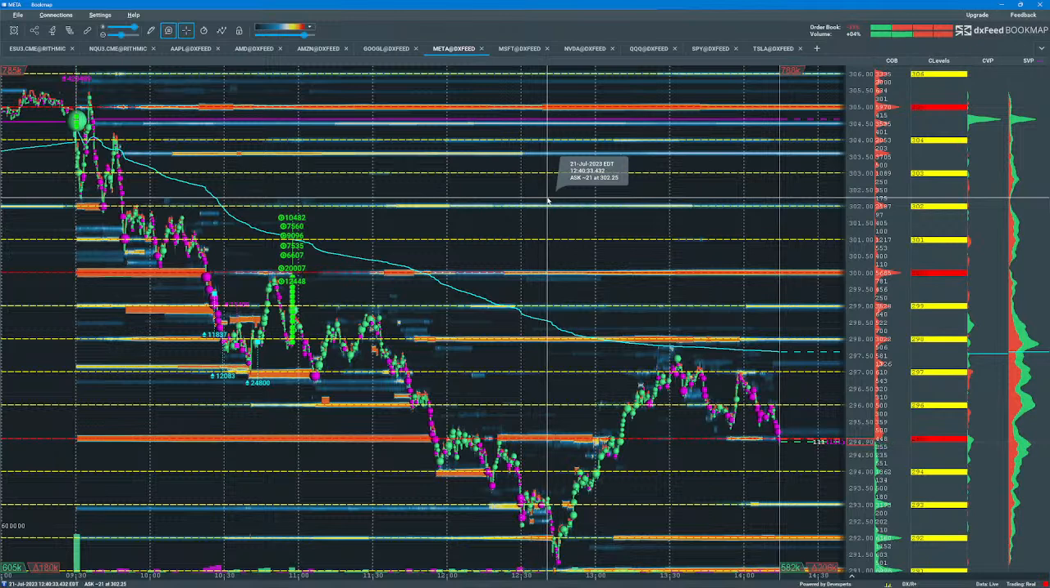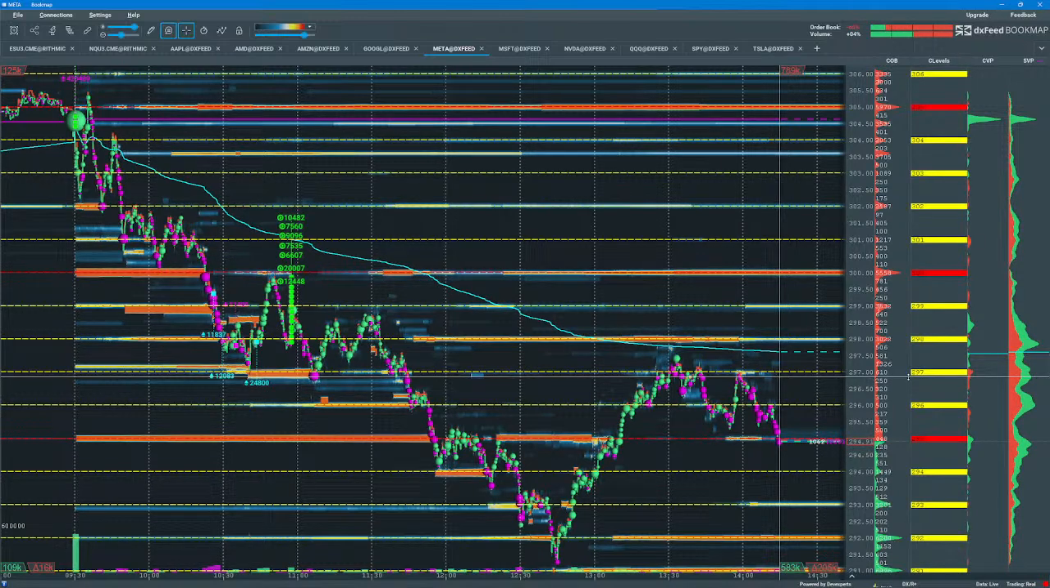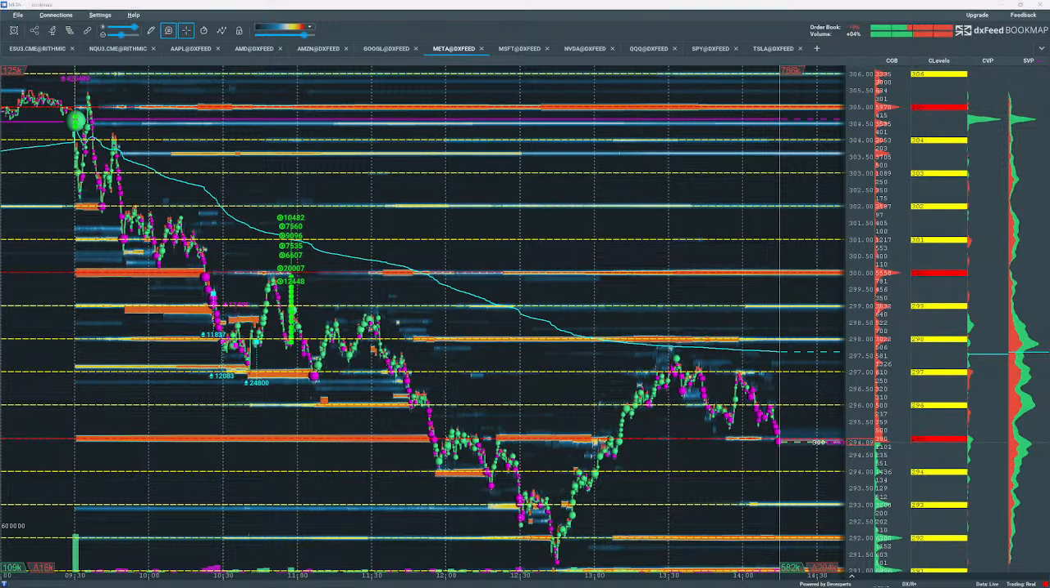Nice downtrend of the morning. Good for almost 13 points. Nice move lower in Meta. Remember 297 is the put wall. Price did initially find some support there, but then moved lower. Third test and it moved lower.